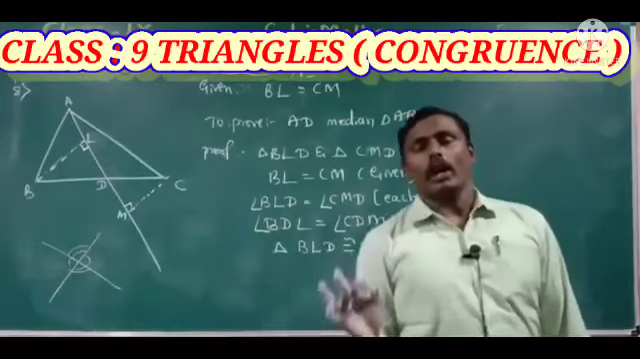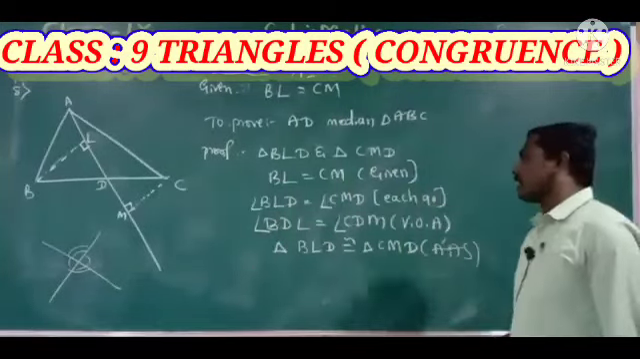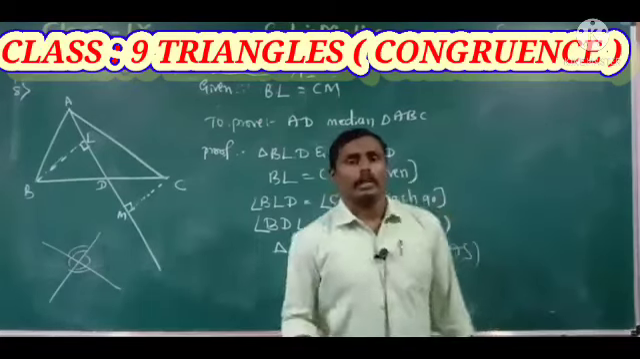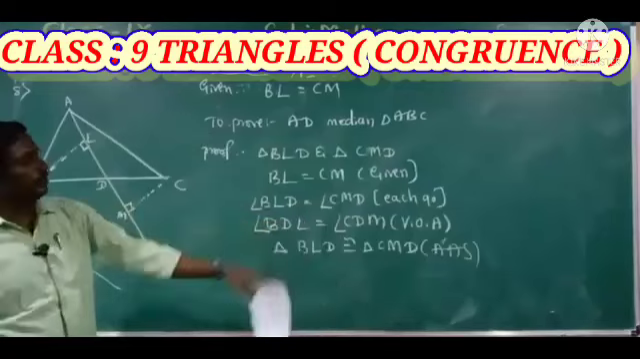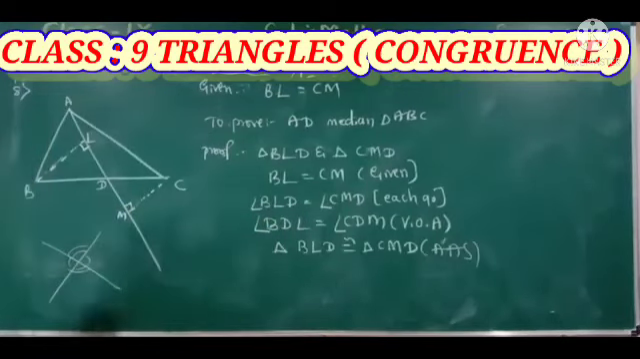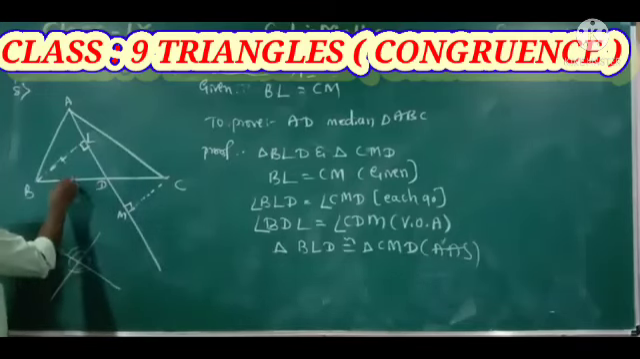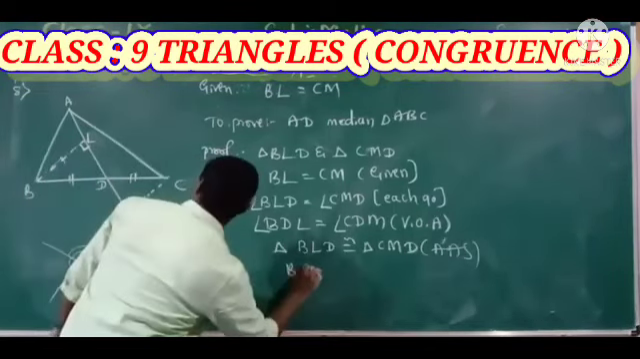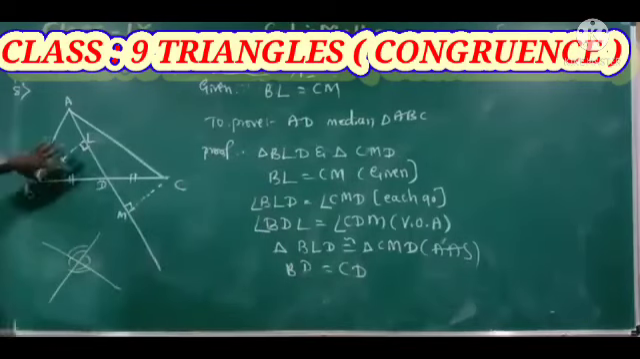Right? If two angles in any two triangles are equal, the third angle is also equal, with the help of the AAS or with the help of the angle sum property. So once we prove that two triangles are equal, their corresponding sides are equal. So what are the corresponding sides here? We already took BL is equal to CM. What are their corresponding sides? So BD is equal to CD.